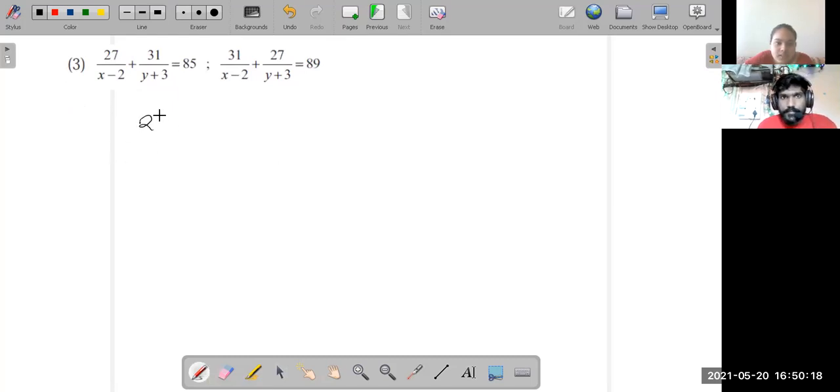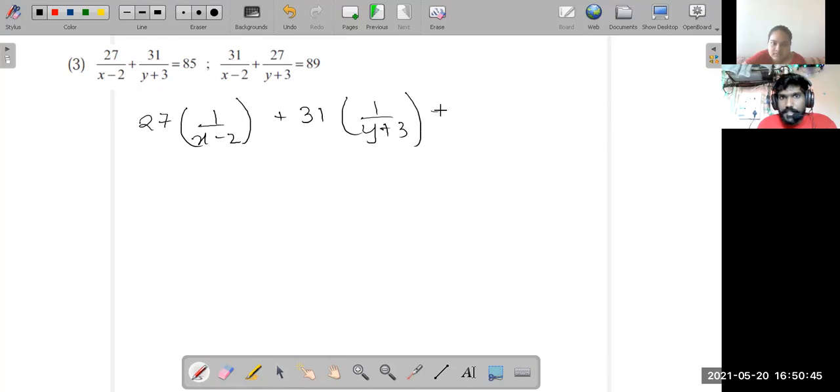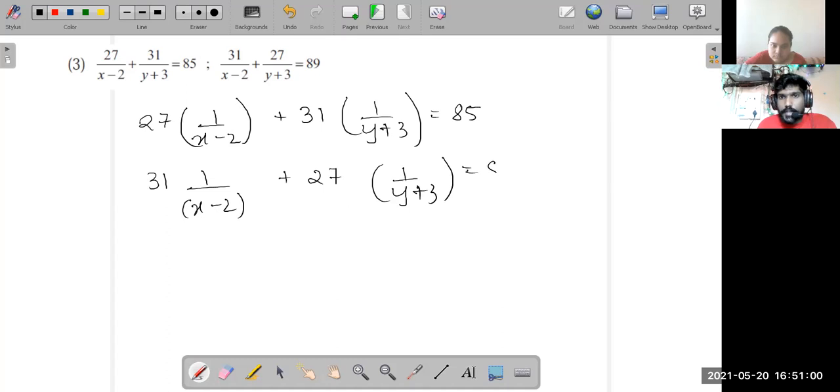It has the same type of fraction denominator, x minus 2 and y plus 3. It has to have the same type of denominator, then only you can solve it simultaneously. Otherwise, it wouldn't be possible. So we have here 27 into 1 upon x minus 2 plus 31 into 1 upon y plus 3 is equal to 85. That is the first equation. Second equation, 31 upon x minus 2 plus 27 upon y plus 3 is equal to 89.